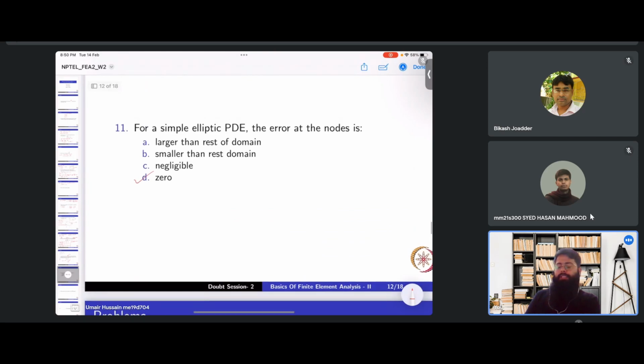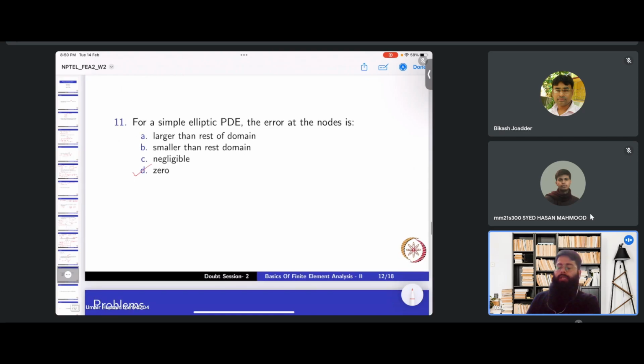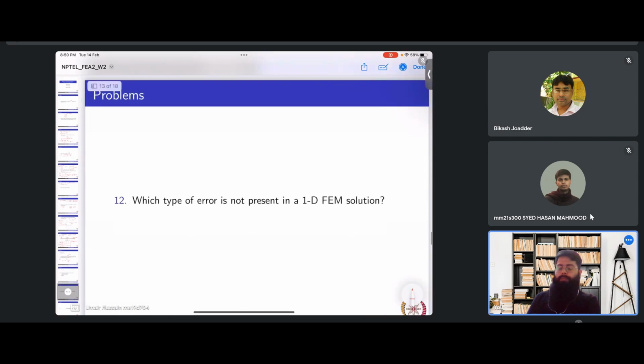Usually for simpler problems, we get zero error at the nodes. And for such cases, we also observe that the error in the first derivative of the solution is actually zero at the quadrature points, the Gauss quadrature points. You might learn more about it in the coming lectures, but I'm giving you a hint about this.